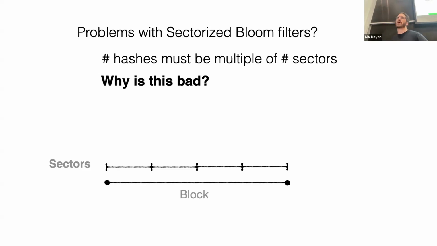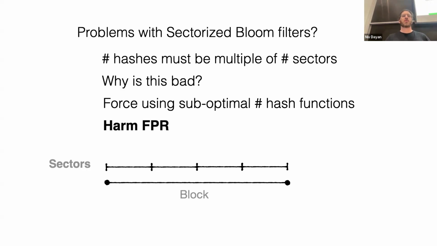Yes, exactly. This is going to force us to use a number of hash functions that might be different than the optimal, and this might mess up our false positive rate. Okay? So, as always, how can we solve this?